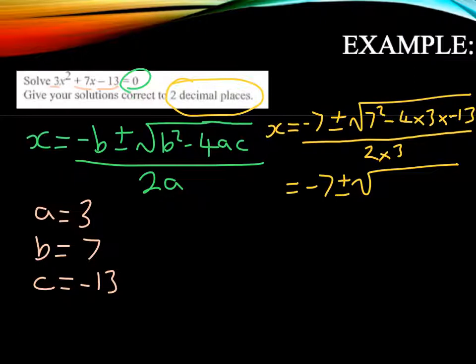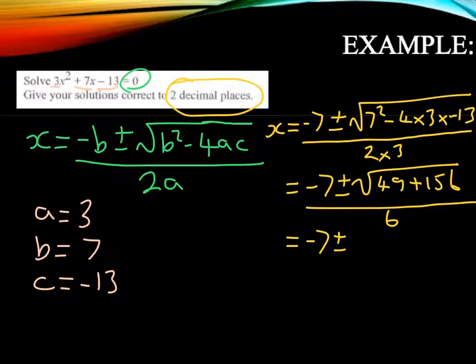So I've got 7 squared, which is 49. So 49. Then I've got minus 4 times 3, which is minus 12, multiplied by minus 13. So minus 12 times minus 13, which is 156. But remembering that a negative value multiplied by another negative value gives me a positive. So this becomes plus 156. And it's all divided by 6. Let's keep going, tidying this up. So I've got minus 7 plus and minus the square root of 156 plus 49, which is the square root of 205, all divided by 6.